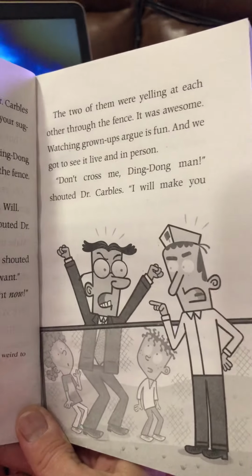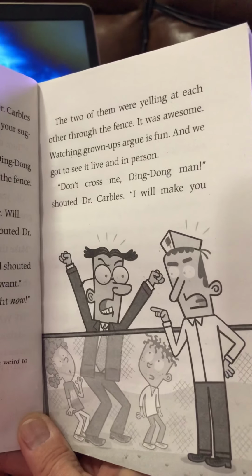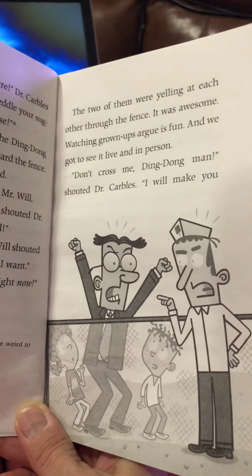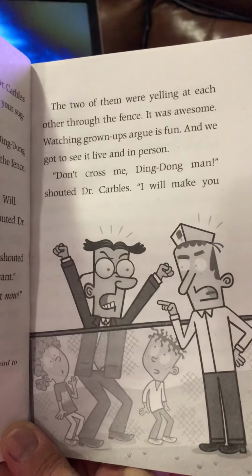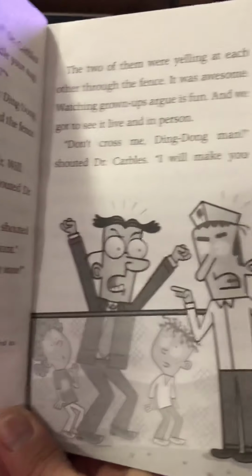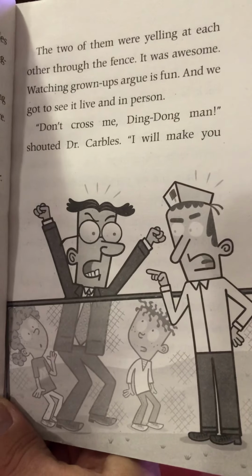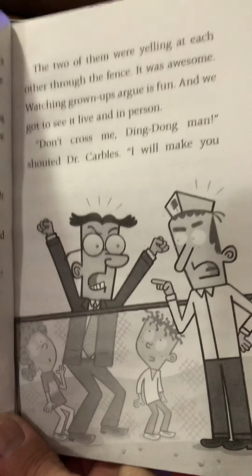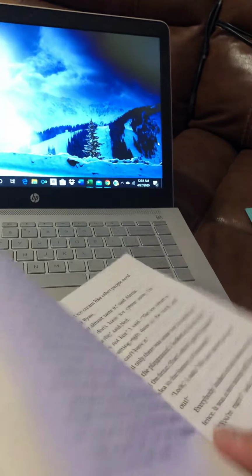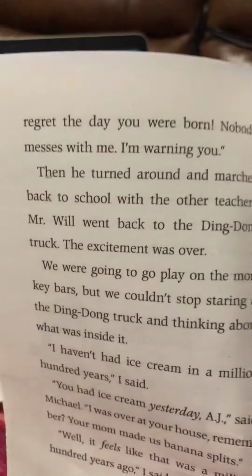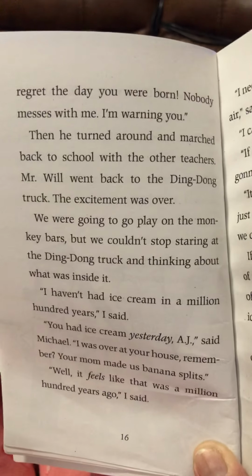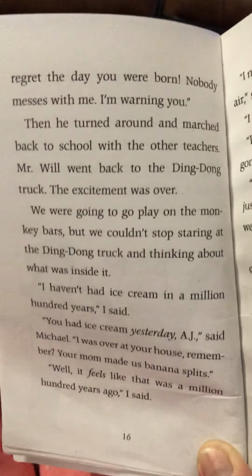The two of them were yelling at each other through the fence. It was awesome. Watching grown-ups argue is fun. And we got to see it live and in person. "Don't cross me, ding-dong man," shouted Dr. Carbles. "I will make you regret the day you were born. Nobody messes with me. I'm warning you."